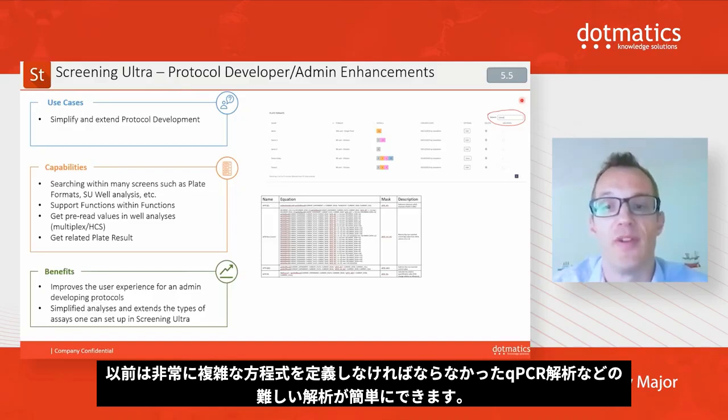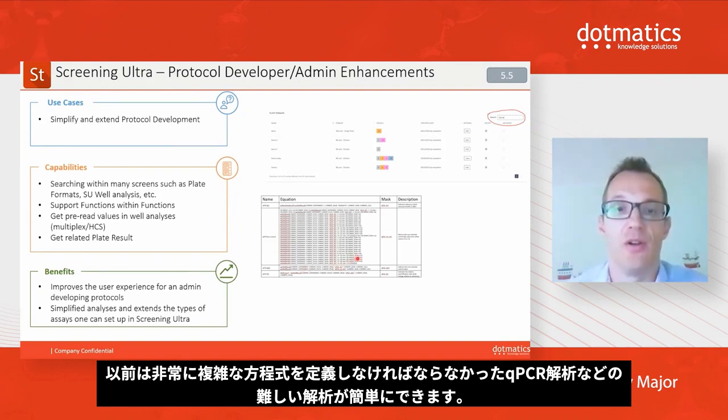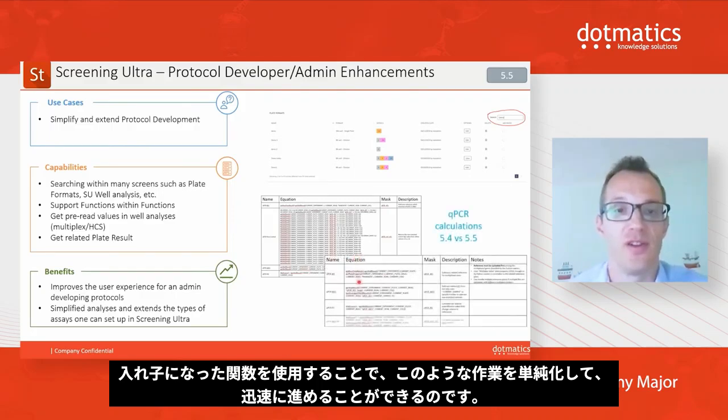This greatly simplifies potentially tricky analysis configurations, such as this example of a qPCR analysis, where previously quite a complex equation had to be defined. With the new nested functions, this can be simplified to something that's much quicker to construct.